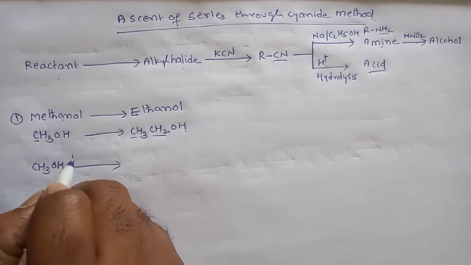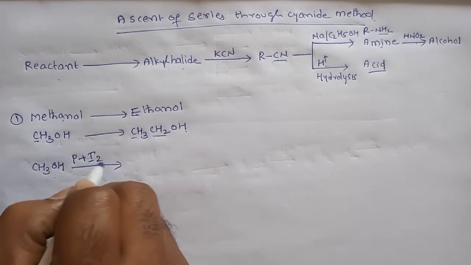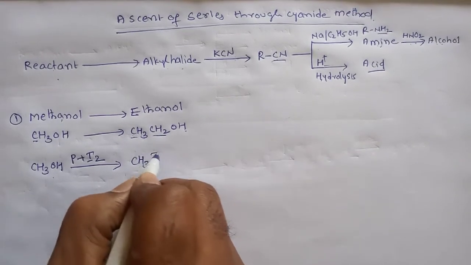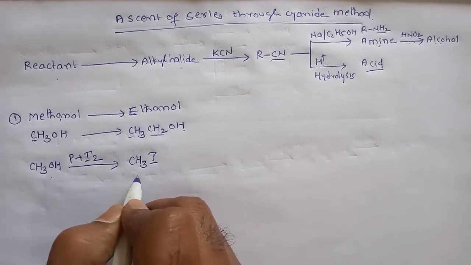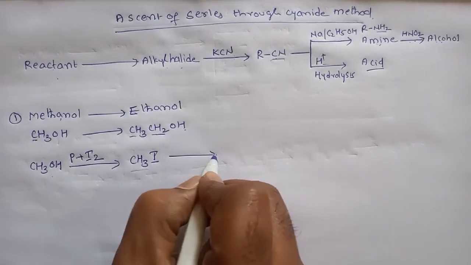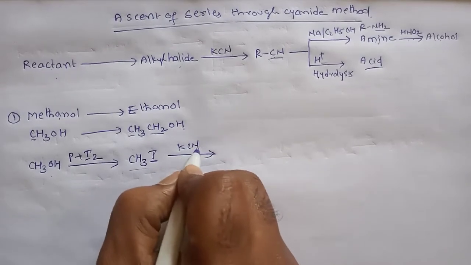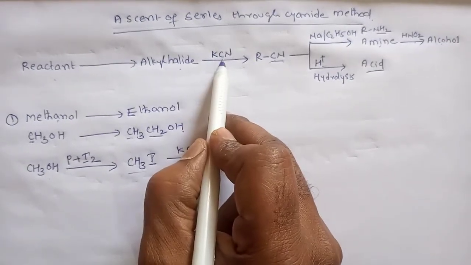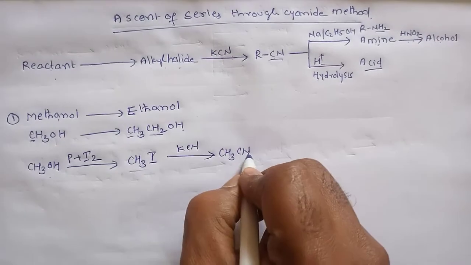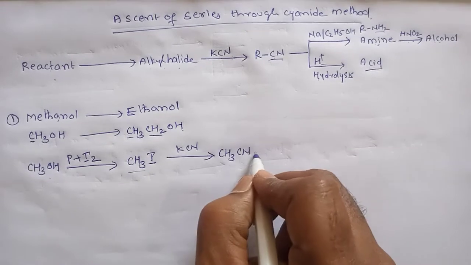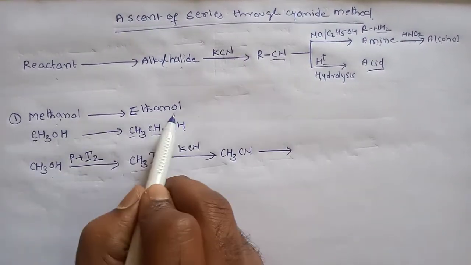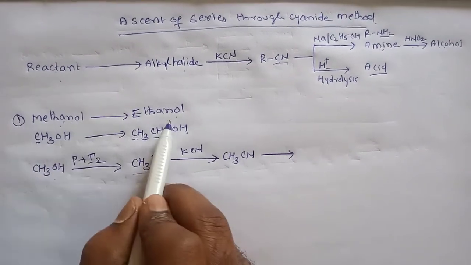So the common method is phosphorus in the presence of iodine. Phosphorus in the presence of iodine converts it into CH3I, methyl iodide. Now this is an alkyl halide. The alkyl halide is treated with KCN, as we have written in the general method, and that is converted into CH3CN, methyl cyanide. Right, now we need to convert one form of alcohol into another form of alcohol.